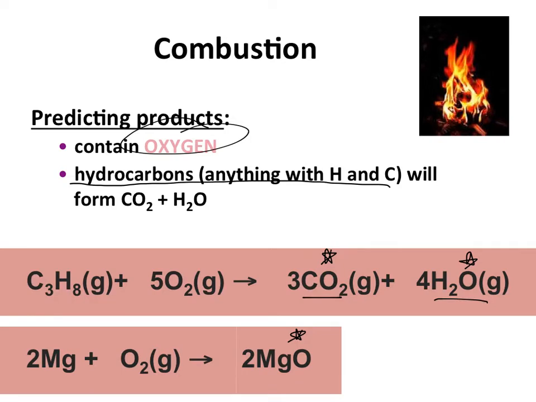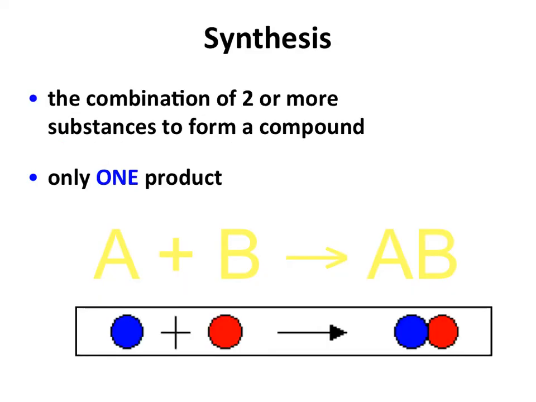So if you have a hydrocarbon and you start with that and you have oxygen, you know that your 2 products are always going to be CO2 and H2O. When you're combusting a metal in the presence of oxygen, you're going to get the ionic formula for the metal oxide. So this is just a basic way to predict your combustion reaction products. And remember that you're always looking for the presence of oxygen in those final products, as well as the diatomic form of oxygen as a reactant. This brings us to our next chemical reaction type, known as synthesis.